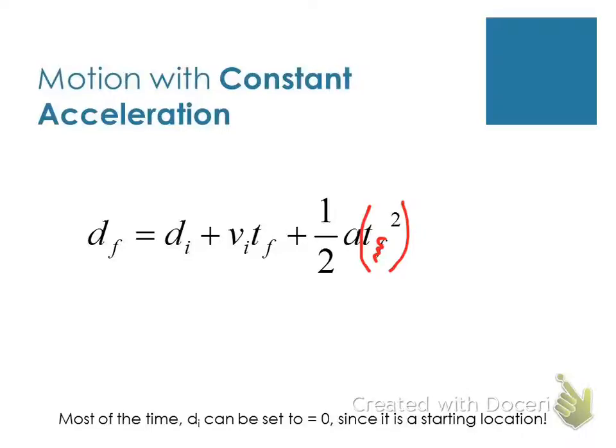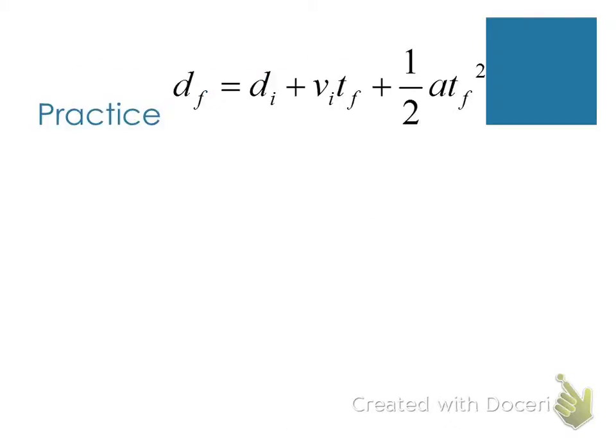Down here I wrote a little note. Most of the time D sub I, or our initial displacement, is going to be 0 because we're going to make the origin of our coordinate system basically the start of our motion. I'll show you an example of that. But we're always basically going to say that our starting position is 0. We're going to end up 50 meters from where we started, or whatever. Let's look at an example here.